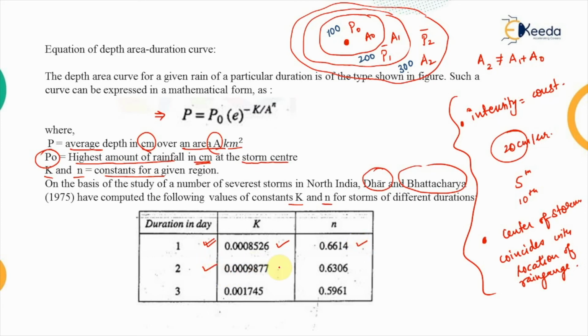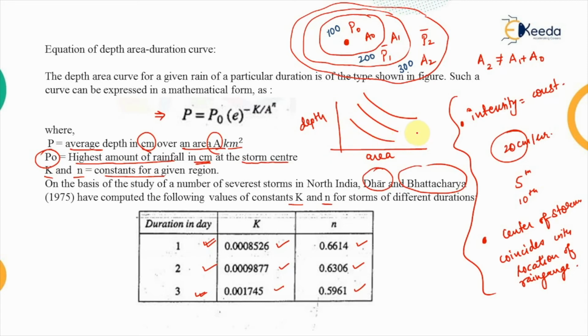For 2 days, this value is 9.8 × 10^-4, and the n value is 0.63. And for the third, for 3 days, this value is 1.7 × 10^-3, and the n value is 0.5961.